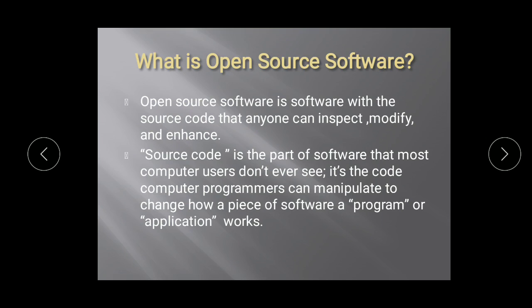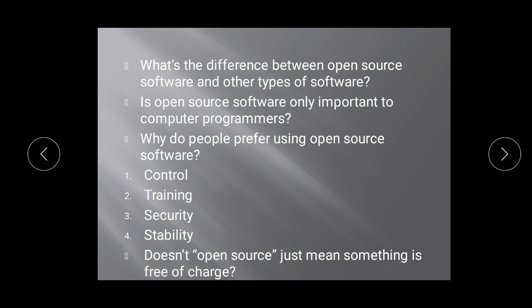So that can be termed as an open source software. With this software there are many questions and many misassumptions. There are four main misassumptions, and we'll be going through them one by one. The first question is, what's the difference between open source software and other types of software?